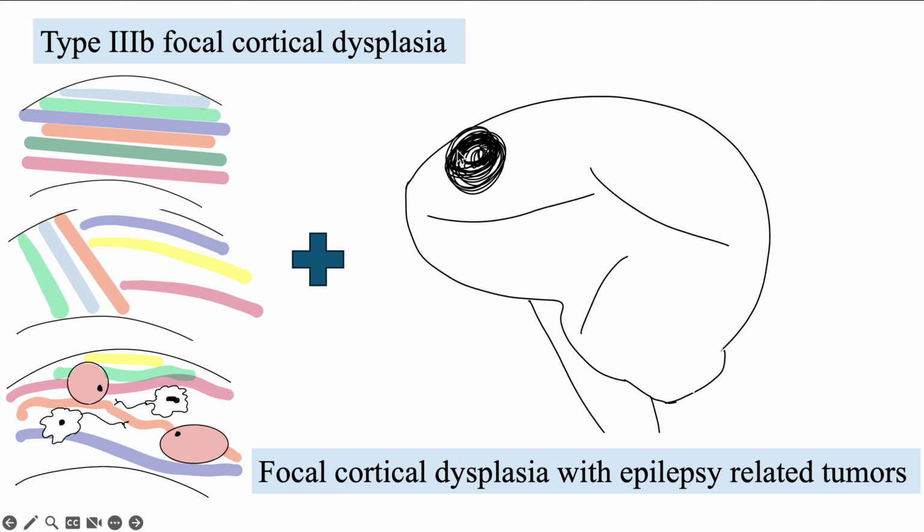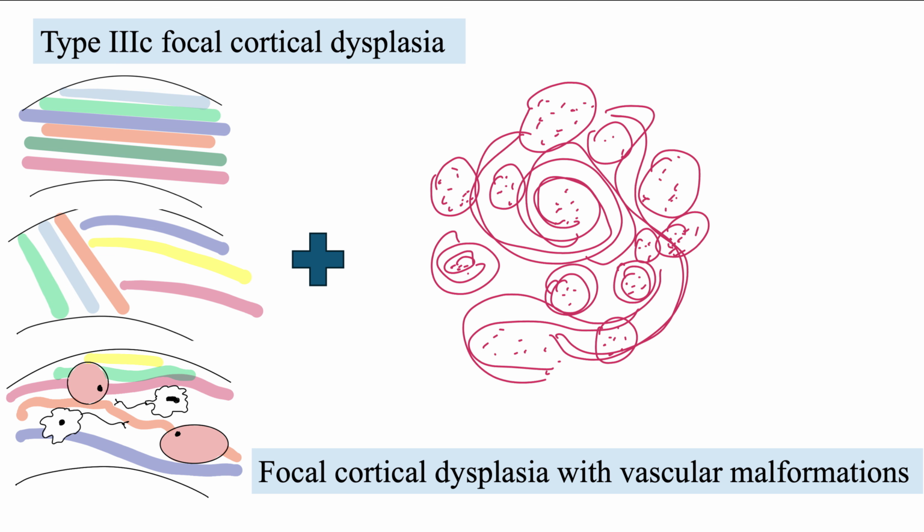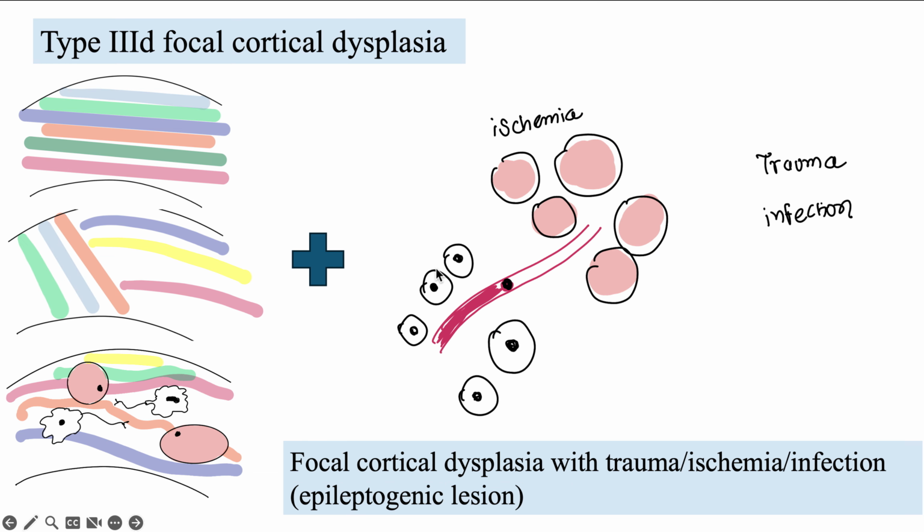The next one is type 3B focal cortical dysplasia, with an epilepsy-related tumor. The tumor must be in the cortical area. Next is type 3C, focal cortical dysplasia with vascular malformation in the brain. Next is type 3D, focal cortical dysplasia with trauma, ischemia, or infection-related conditions associated with the main condition. These are all epileptogenic lesions: ischemia, trauma, and infection.